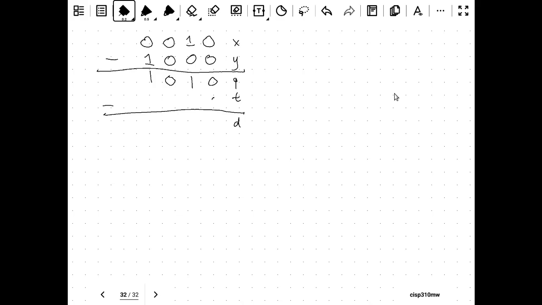0 minus 0, 0 minus 0 has no borrow. 1 minus 0, 1 minus 0 does not have a borrow. 0 minus 0 does not have a borrow. 0 minus 0 does not have a borrow. So we put a 0 here. 0 minus 1 does have a borrow. So we put a 1 over here. And then finally, we get to the D row, which is 0 minus 0 is a 0 as a single digit difference. 1 minus 0 is a 1. 0 minus 0 is a 0. 1 minus 0 is a 1.